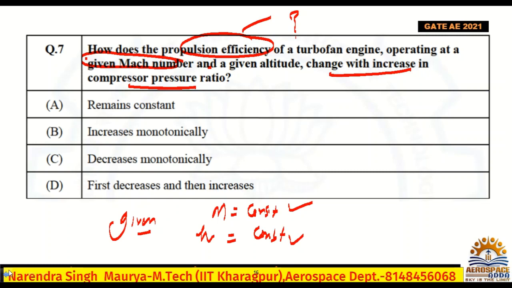Because if you start that compression pressure ratio immediately, automatically that exit velocity you will not get more. It will take time. So first it will decrease and then it will increase. All right, so what is the correct answer? Option D is the correct answer here.